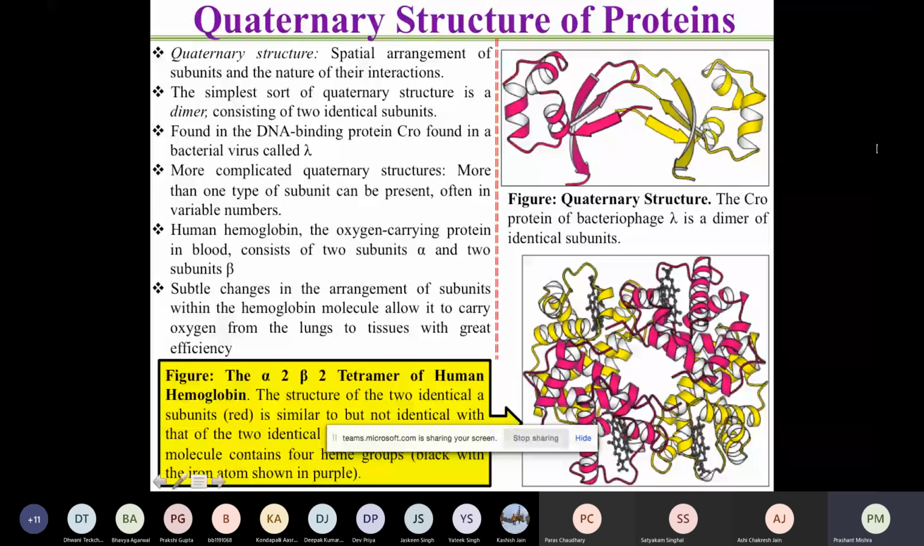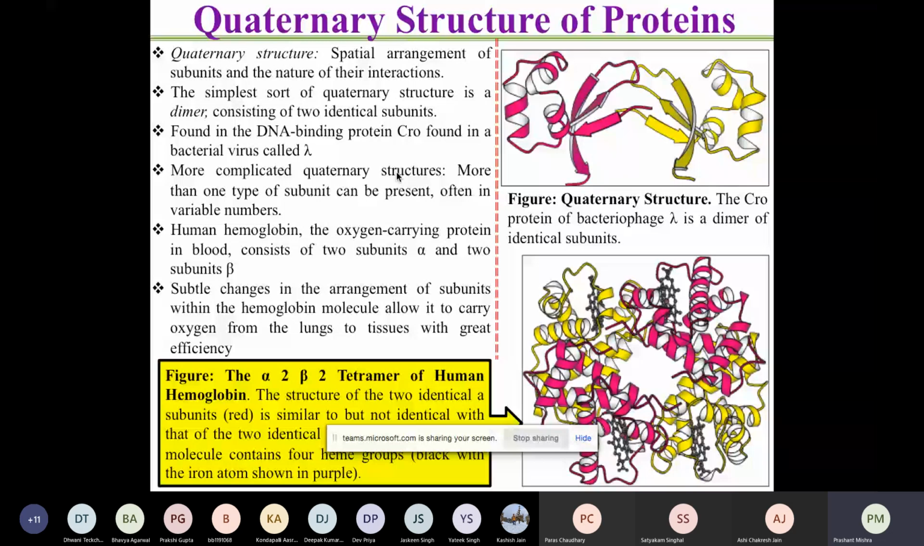Let us analyze it. It is a slightly complicated quaternary structure where more than one type of subunit can be present. Each subunit will have its own structure. Each subunit refers to a tertiary structure of a protein. So what it means is that if I have a quaternary structure, it will have subunits. Each subunit independently will have a complete N-terminal, C-terminal, all of them arranged in their tertiary structure, and each tertiary structure will interact with the others. So here, the example taken is human hemoglobin. It is an oxygen carrying protein in blood.